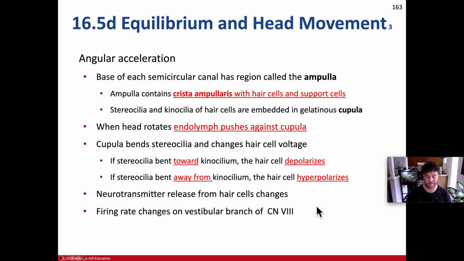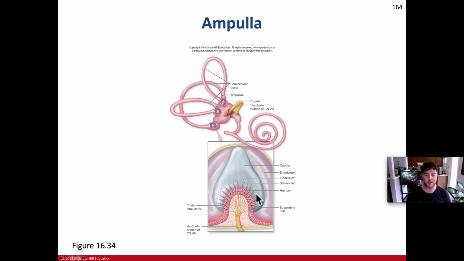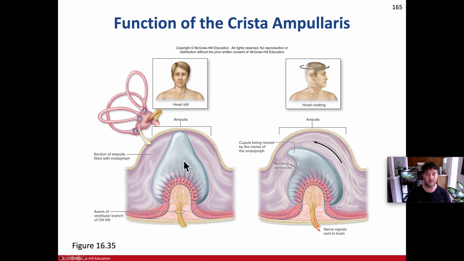So here within the semicircular ducts, you have this crista ampullaris structure, this portion right in here. There are your stereocilia and that long kinocilium. This is that cupula with its endolymph. I'm sorry, here's your endolymph. The cupula has the gelatinous membrane. So with your head still, no big deal. As your head starts to rotate, that shifts the endolymph. The endolymph then pushes this cupula filled with that gelatinous membrane, and that is going to bend the stereocilia.